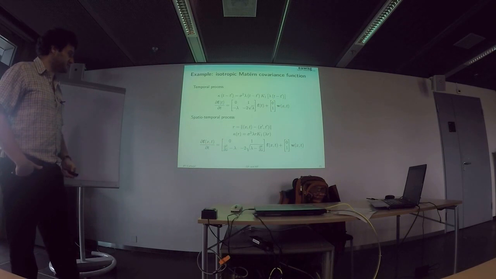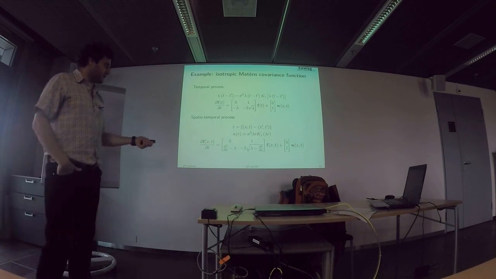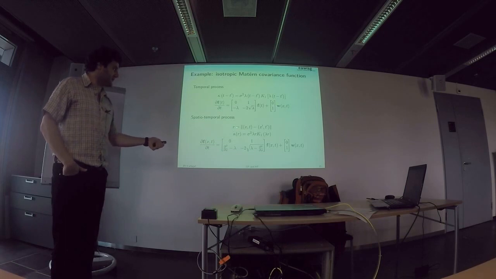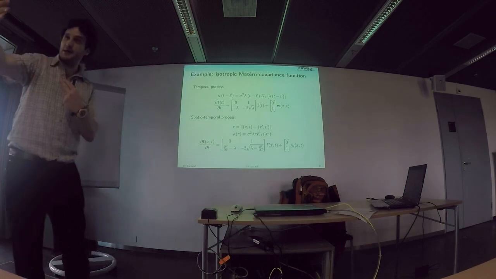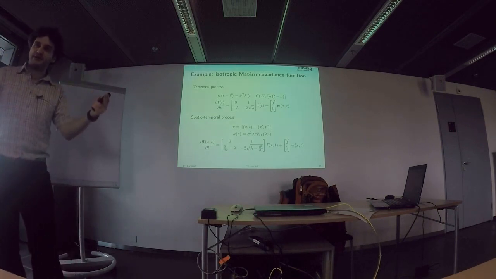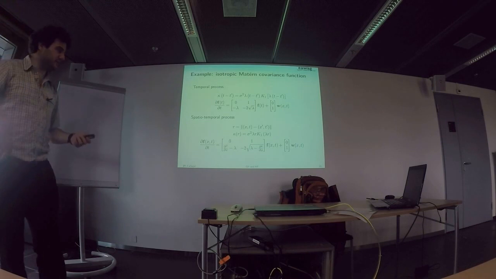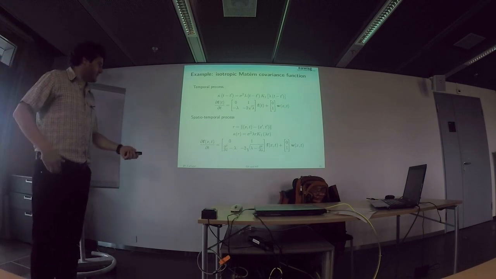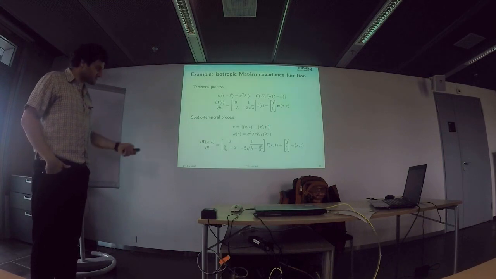And you can go spatio-temporal as well, and then here you take the same Matern covariance function, but now the input is the distance in space and time. So you have to decide what it means to say we are separated by this distance in space and away in time, but you can just take the Euclidean norm for that. It doesn't matter, really, this is something you choose.